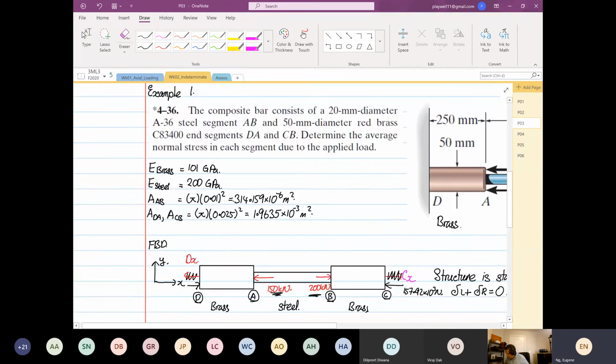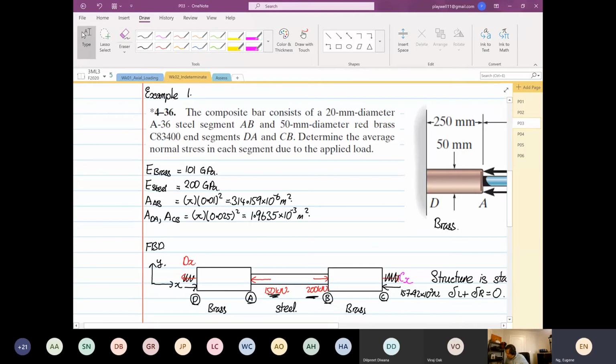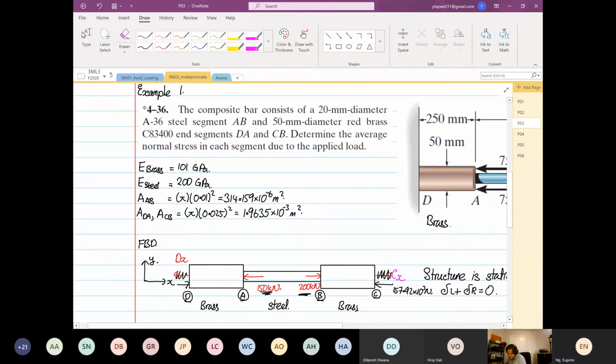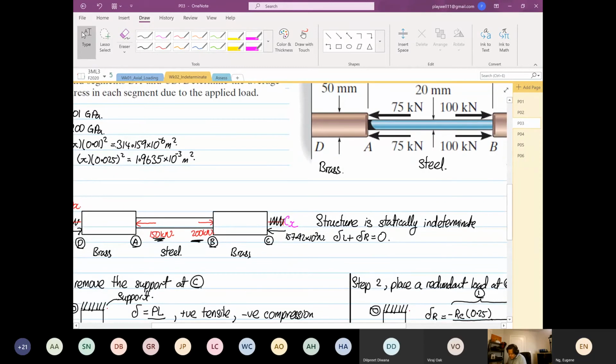The question asks us to determine the average stress in each section. Okay. So we are going to determine the average stress. We are going to look at section number 1.